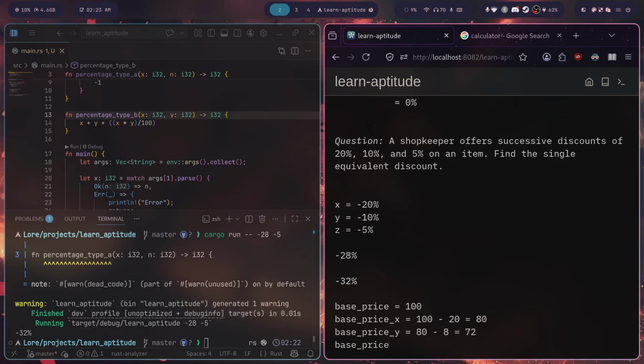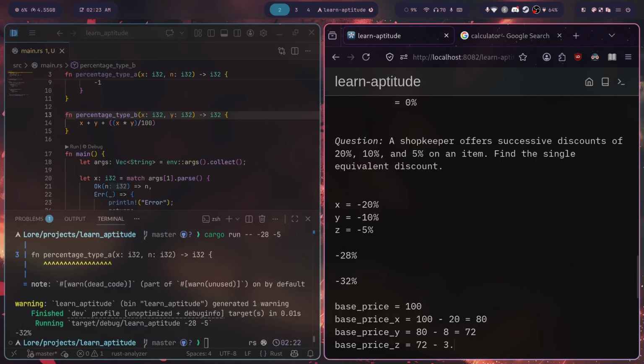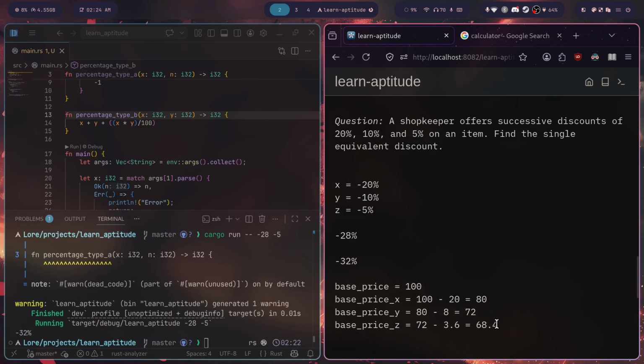And the price after z equals 72 minus, now 72 into 5 divided by 100 will be 3.6. So 72 minus 3.6 equals 68.4. So ultimately the final value was 68.4.